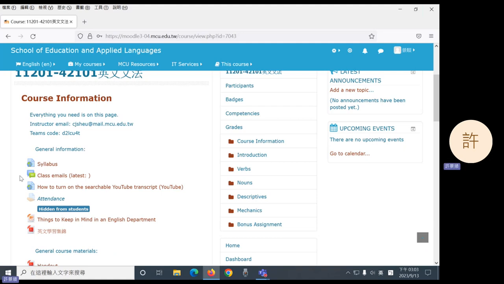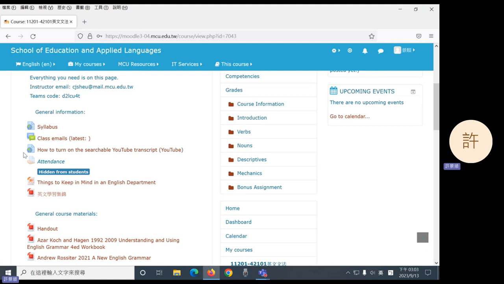Now, I know that not everybody looks at their school email account every day. So, if I post something new, I will update this part. I will tell you the date and the subject of the news. So if you come onto Moodle and you look at this, you can see whether there is new information that you have to know about.